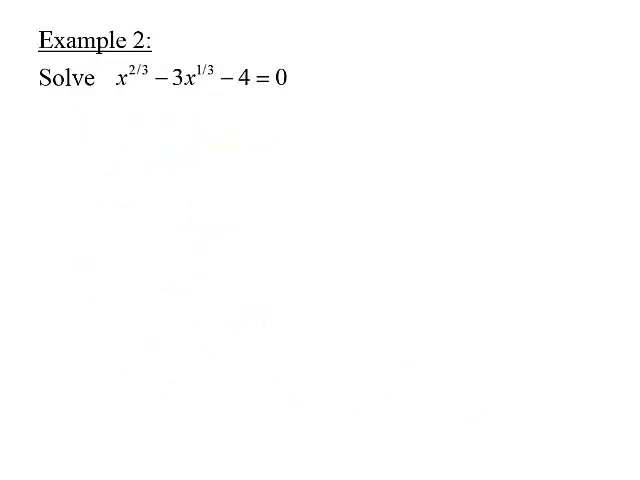Solving x to the 2/3 minus 3x to the 1/3 minus 4 equals 0. We think about, can we write this as something squared minus 3 times something minus 4 equals 0. And our something is x to the 1/3. And it does turn out that x to the 1/3 squared is x to the 2/3. So we replace x to the 1/3 with our variable u. And that gives us u squared minus 3u minus 4 equals 0.